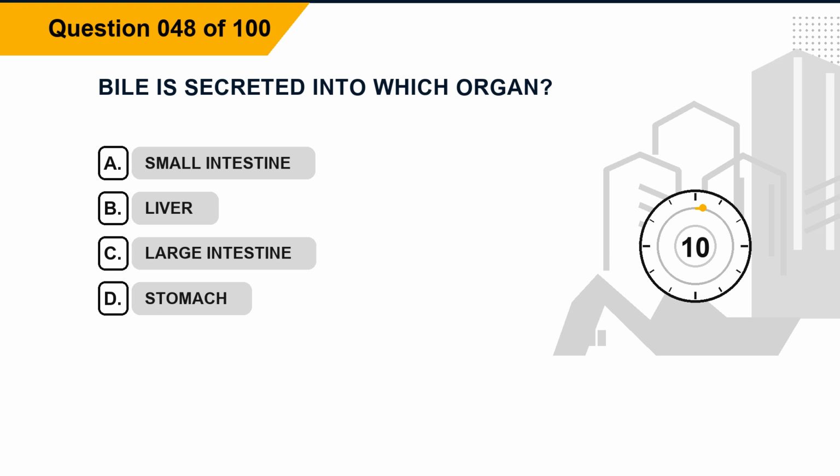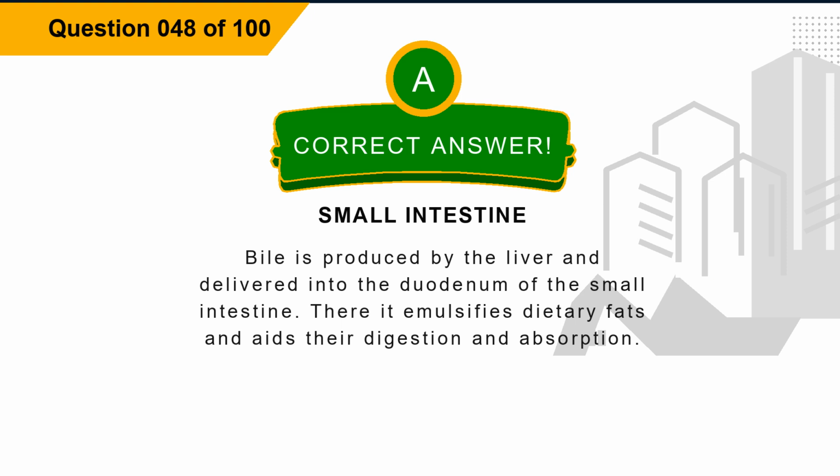Question 48. Bile is secreted into which organ? Option A, small intestine. Option B, liver. Option C, large intestine. Option D, stomach. The correct answer is option A, small intestine. Explanation. Bile is produced by the liver and delivered into the duodenum of the small intestine. There it emulsifies dietary fats and aids their digestion and absorption.